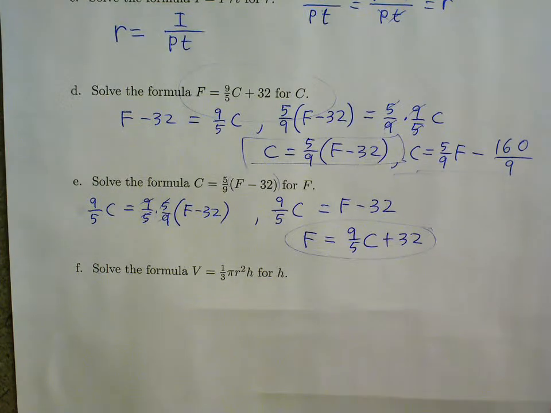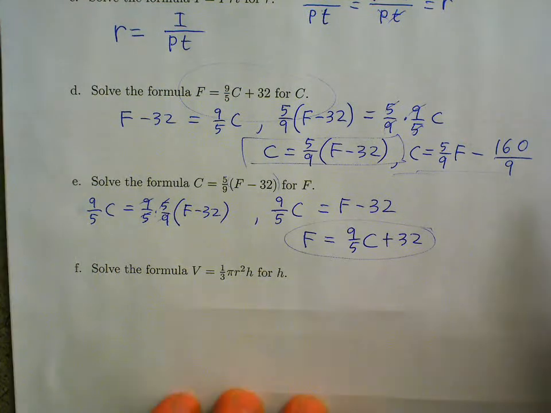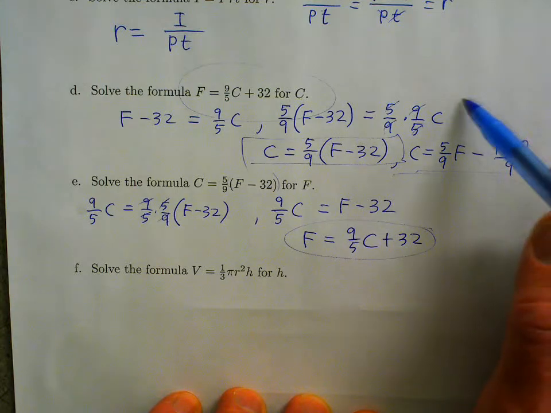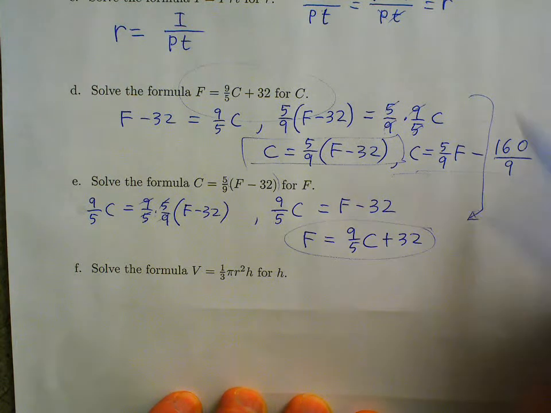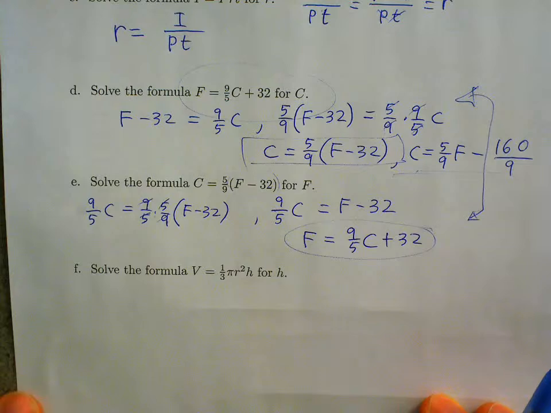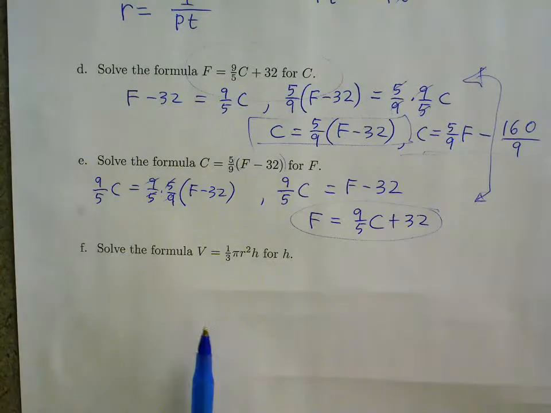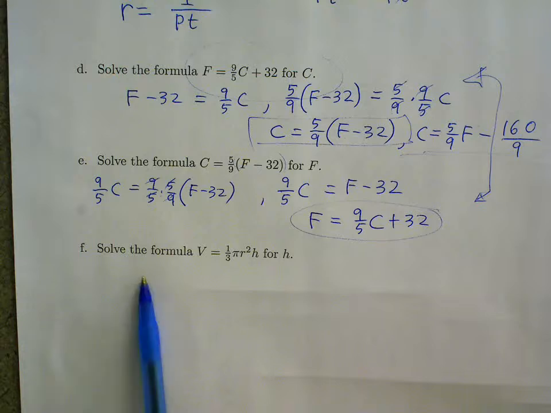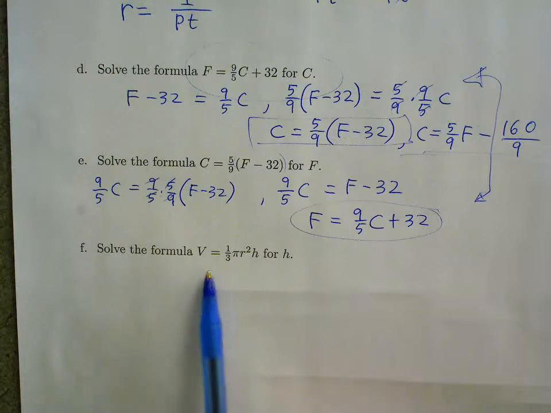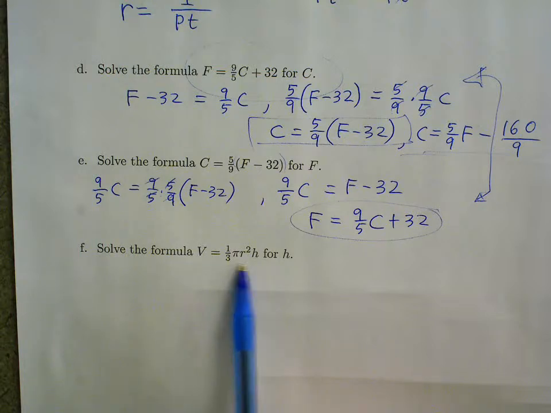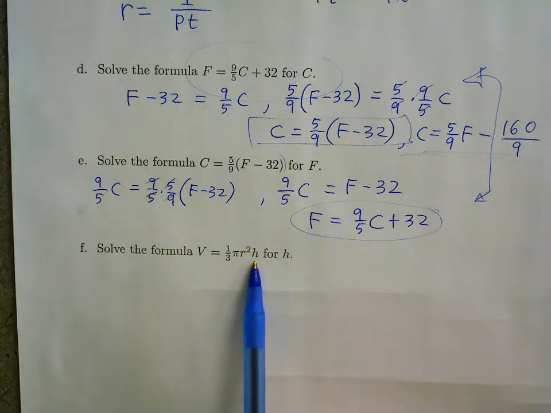If there's time, we can discuss how to derive these conversion formulas. But for now, we'll just finish what we're talking about. The next one: solve the formula capital V equals 1/3 times pi times r to the second times h for h.